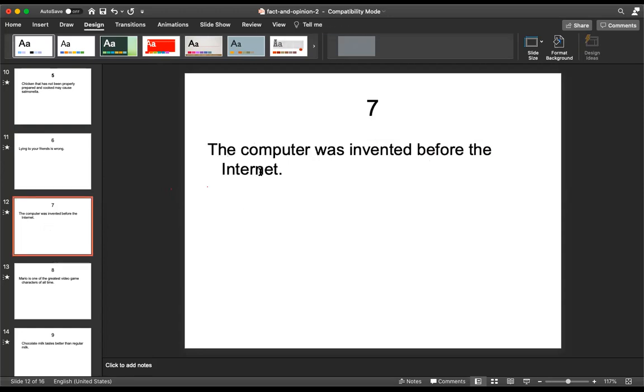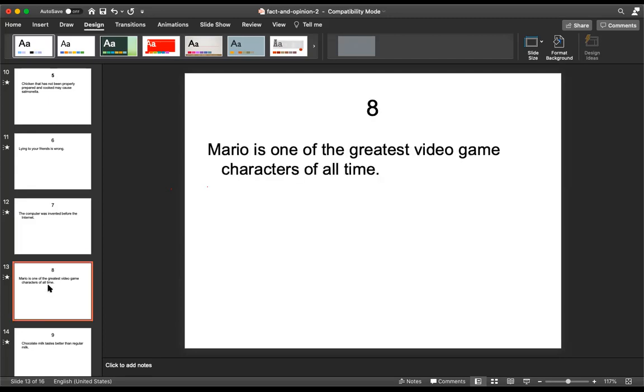The computer was invented before the internet. That's a fact. We can physically go back to the history books and see that the computer was invented at a certain time. We used to have some that would fill whole entire buildings in the 50s and 60s. And then the internet probably came out late 80s, early 90s. Okay, so let's move on.